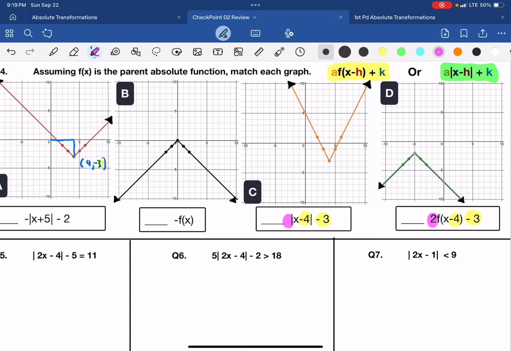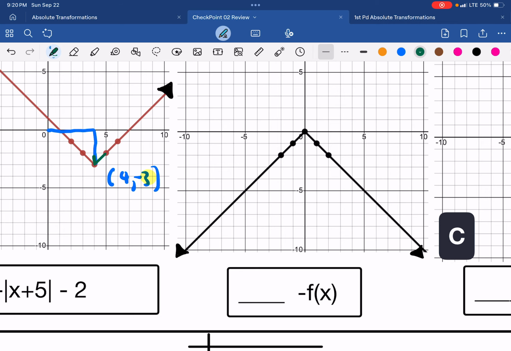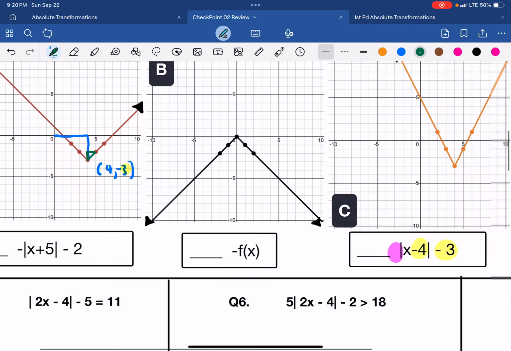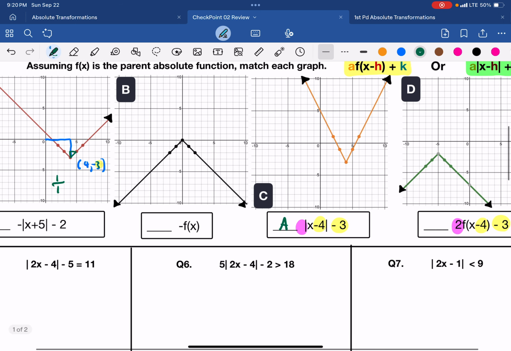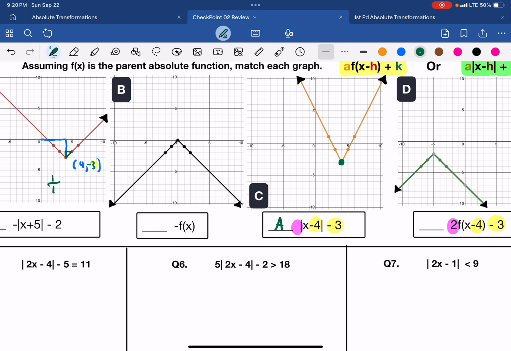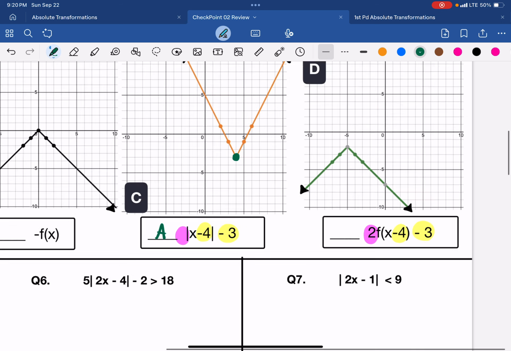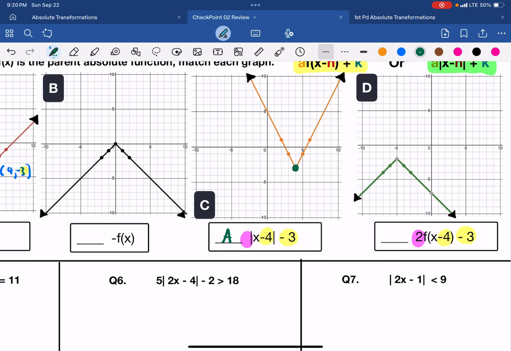I'm going up 1, right 1. So 1, 1. That would be A. So let's look for a point that has the same vertex. It's this one. So I'm guessing that should be this one right here. Let's check the slope. Up 2, 1 to the right. Yes, that is C.